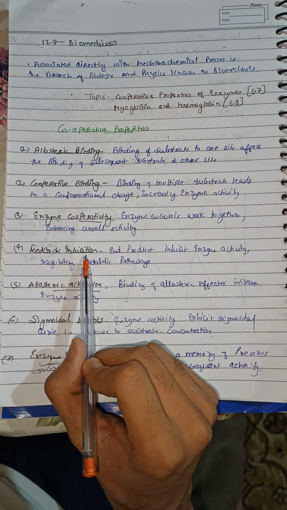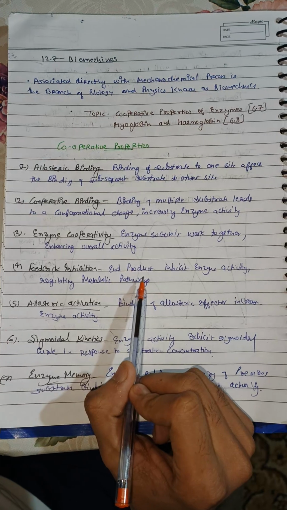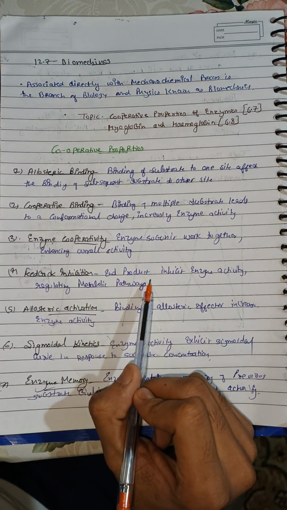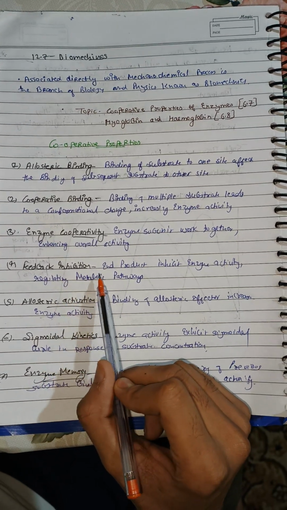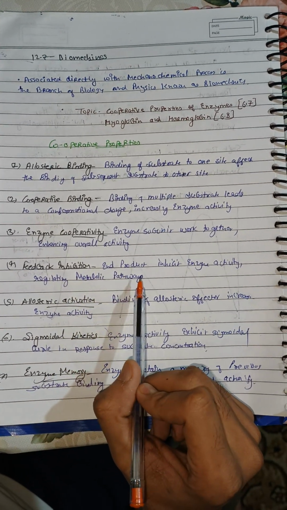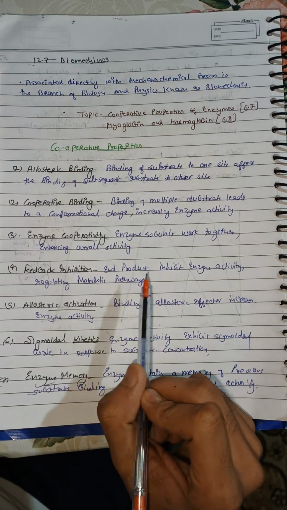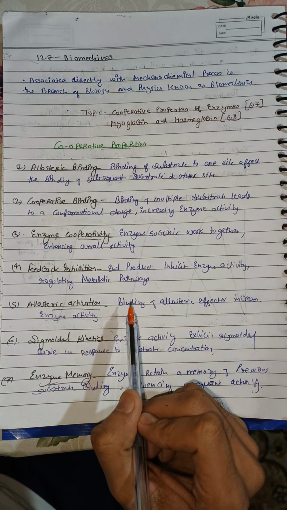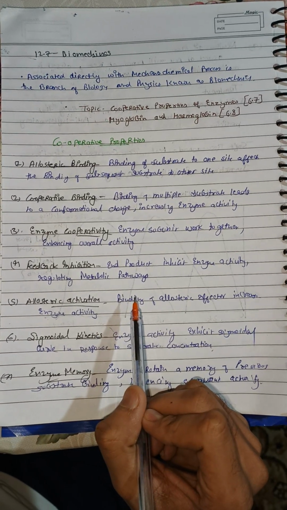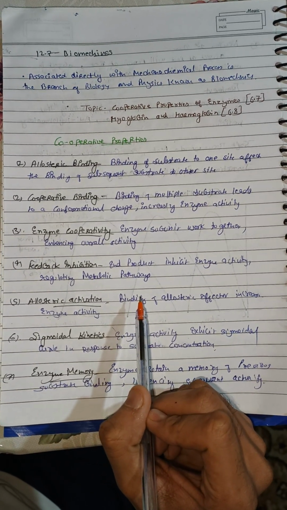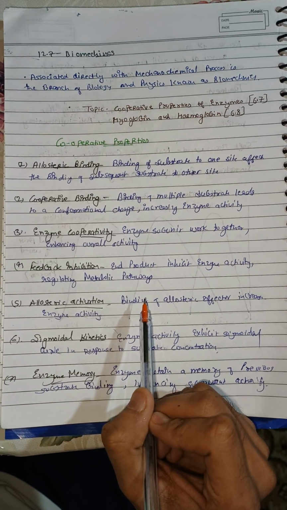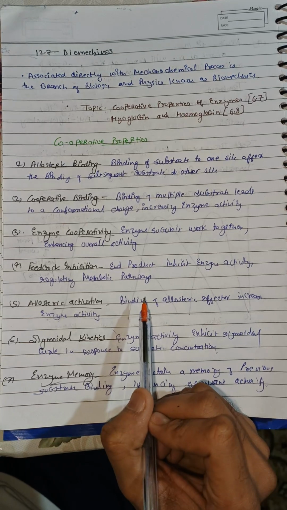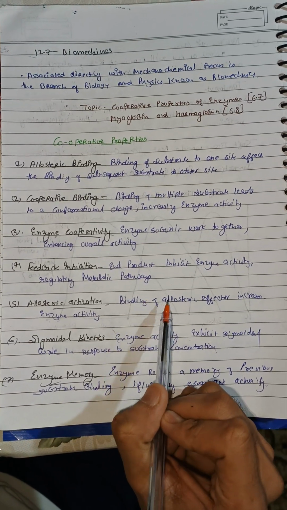Fourth is feedback inhibition. If any inhibitor binds to the enzyme, then the activity of the enzyme will decrease. If any activator binds to the enzyme, the activity of the enzyme will increase. Fifth is allosteric activation. Suppose there is a site on an enzyme that is the allosteric site, in which the substrate binds to the allosteric site. If this is an activator, the activity of the enzyme increases. If there is an inhibitor, then the activity of the enzyme will decrease.